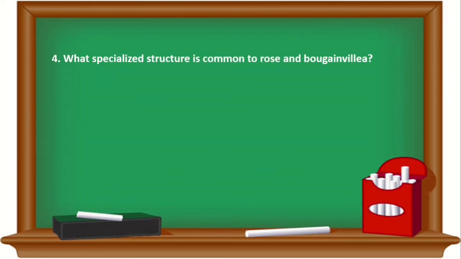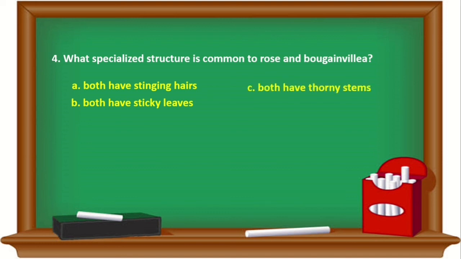Number 4. What specialized structure is common to rose and bougainvillea? A. Both have stinging hairs. B. Both have sticky leaves. C. Both have thorny stems. Or D. Both have fibrous fruits. If you choose letter C, both have thorny stems, you're correct.